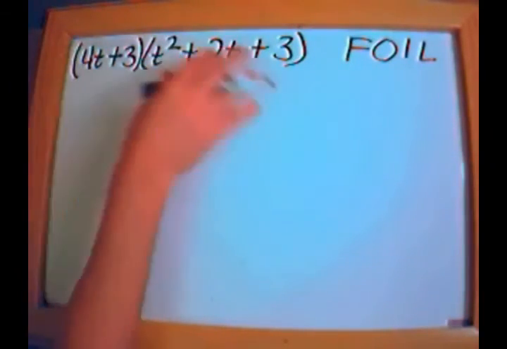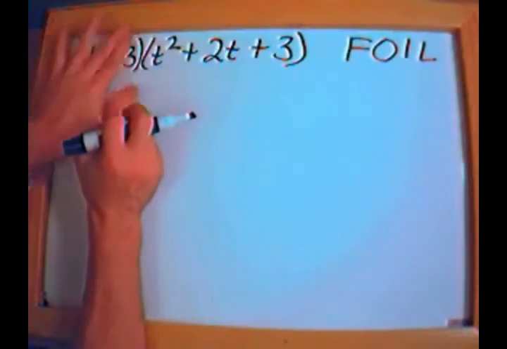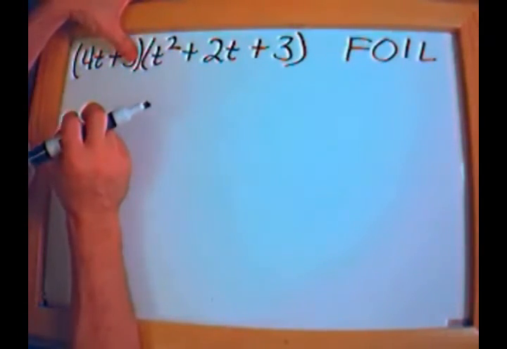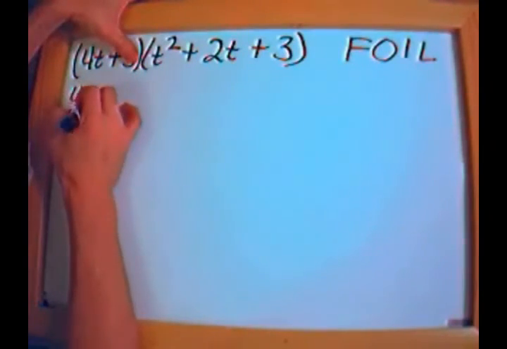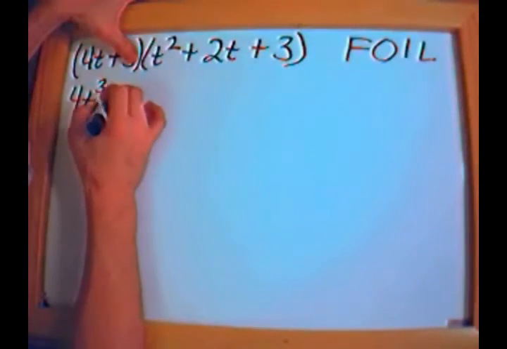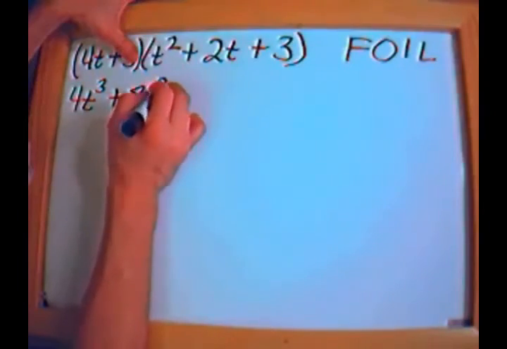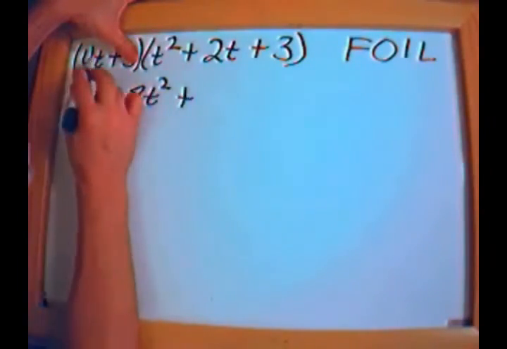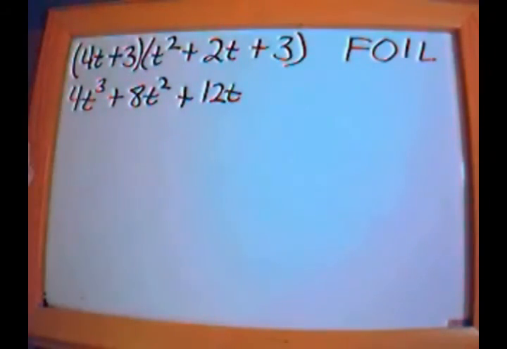So let's go ahead and do that. And then in the end, we'll add them all up, and we'll simplify, and that'll be the answer. So forget about 3 for a minute. I'm going to put my thumb over 3. 4t times t squared is 4t cubed. Plus 4t times 2t is 8t squared. Plus 4t times 3 is 12t. Those are the first 3 terms.